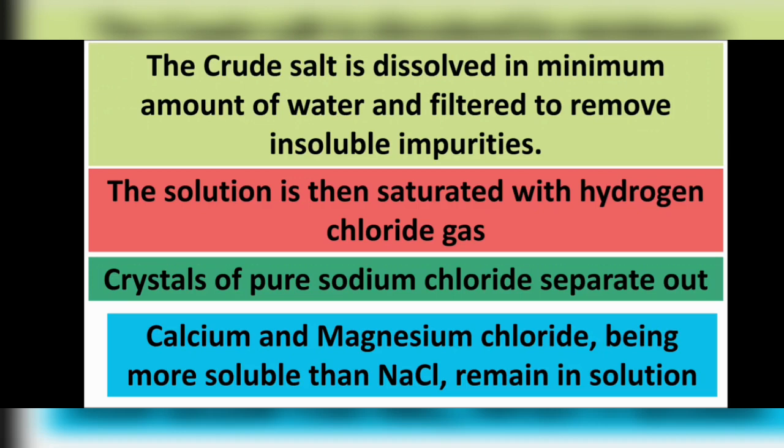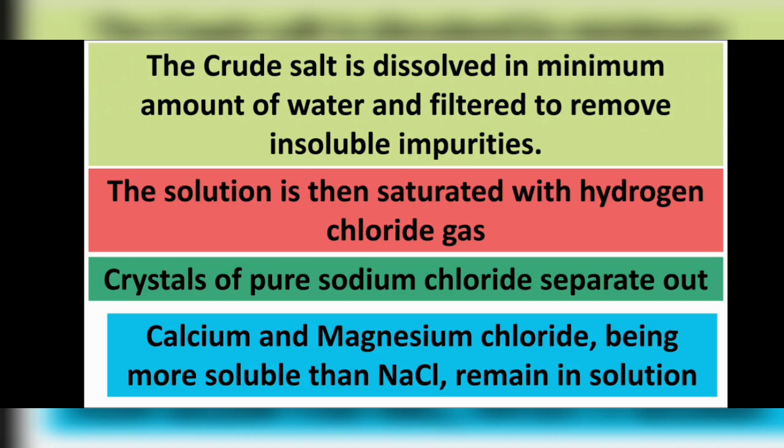Now all the soluble impurities, that is calcium and magnesium chloride, being more soluble than NaCl, will remain in the solution. Once you pass hydrogen chloride gas, the sodium chloride crystals in solid form will separate out and the other impurities will be in the solution. So this is how you prepare sodium chloride.